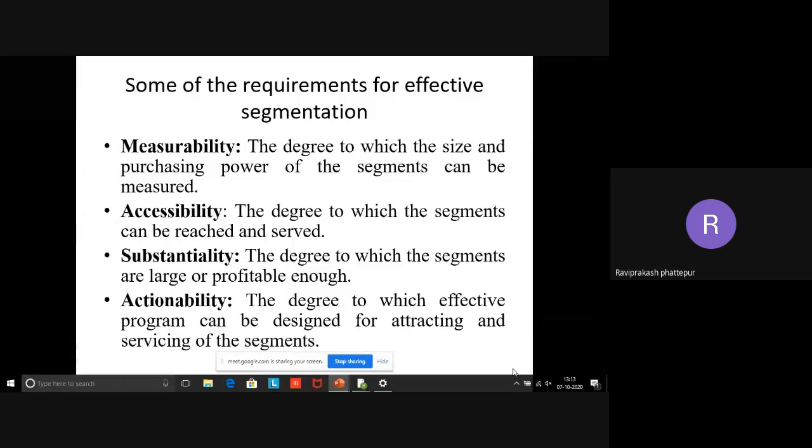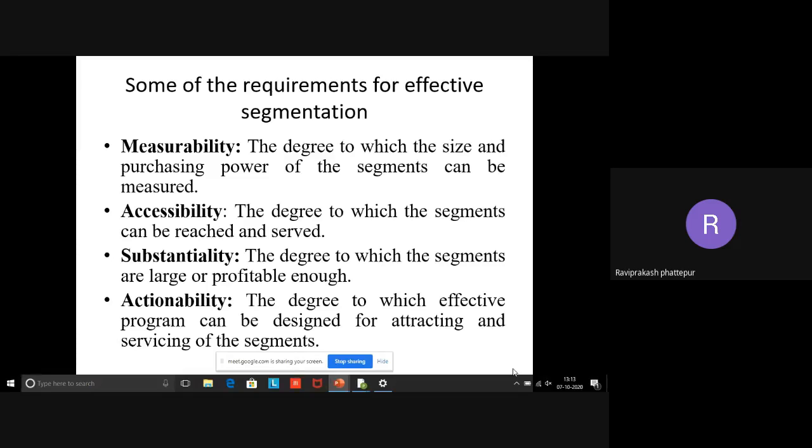The first one is measurability. What is measurability? The degree to which the size and purchasing power of the segments can be measured. If you are not sure what the size of the market is and what the buying power of that particular segment is, what happens? You have already segmented and targeted that segment, but if you are not sure how big it is, and it is very small while your preparations are on a larger scale, it will be a loss to you. If the size of the market is very big and you are not prepared for it, then also you will be in loss.